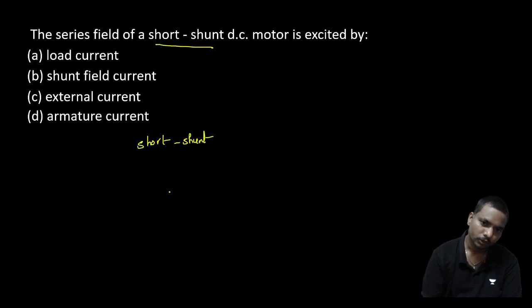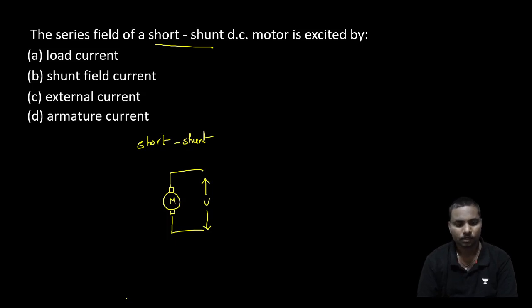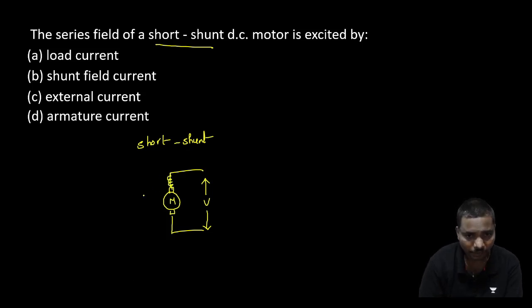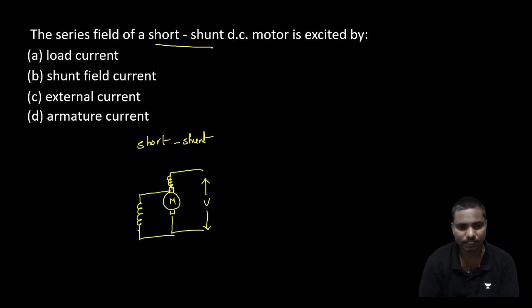They have given the motor, and for the motor we are giving the supply. Here, in the case of this compound motor, we have the series field winding. If the shunt field winding is connected short, that means only parallel to the armature, then we can say it is a short shunt.